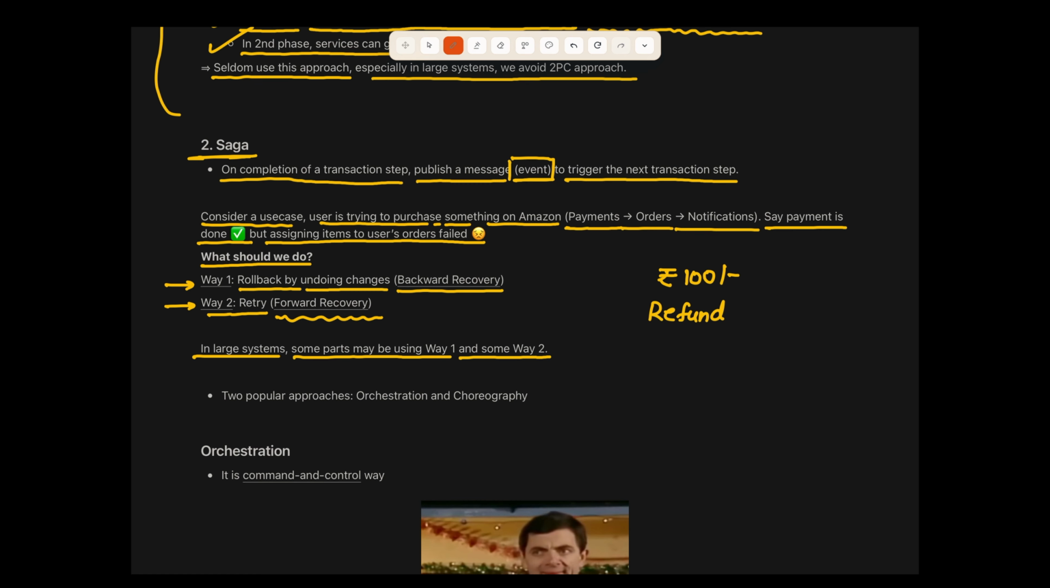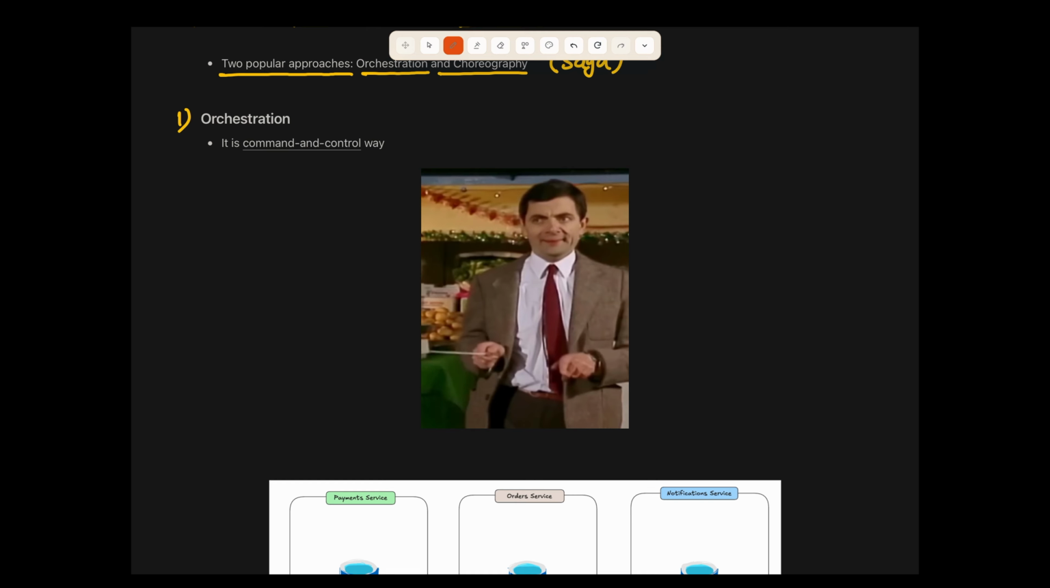There are two popular approaches for this. One is orchestration and one is choreography. Both come under the Saga pattern. So if someone asks you what is the Saga pattern, you will have to discuss two things: one is orchestration, one is choreography. Let's first discuss orchestration, the first approach.